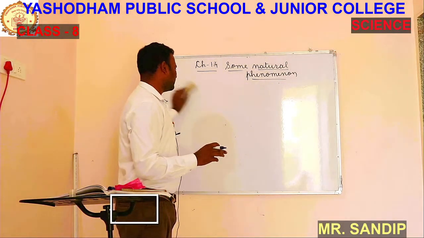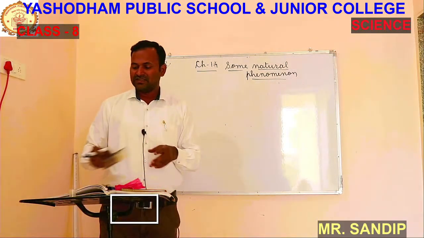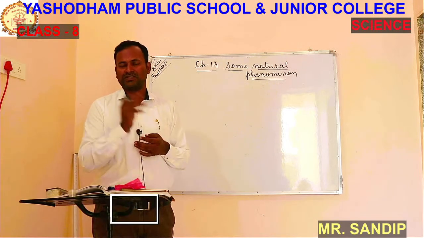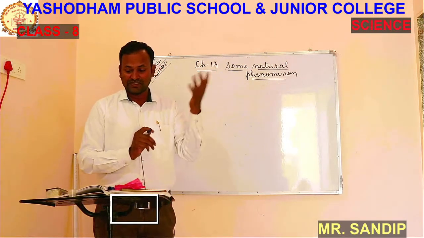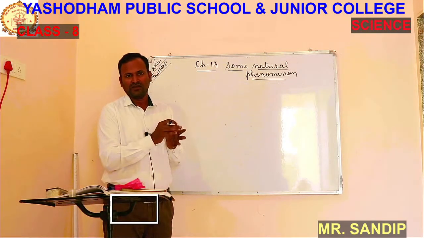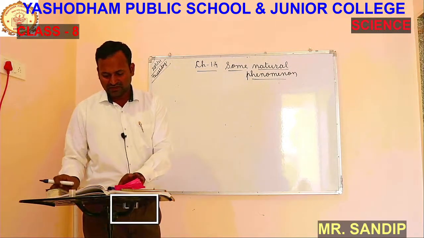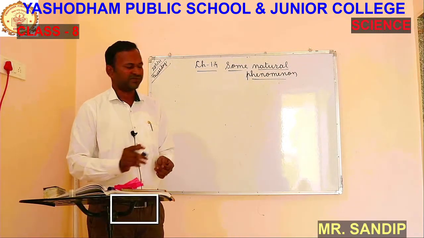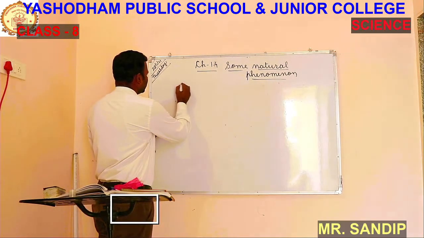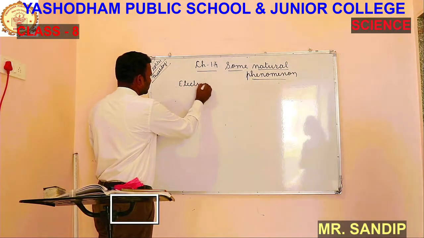Okay, natural phenomena we have here: lightning, earthquake, then we can see the color of the sky, the color of the sun during sunrise and sunset, and the rainbow. These are all natural phenomena. In physics and science we learn about these phenomena here. Okay, so we start with lightning here. First we need to study about the electric charge. So first thing we need to study is the electric charge.